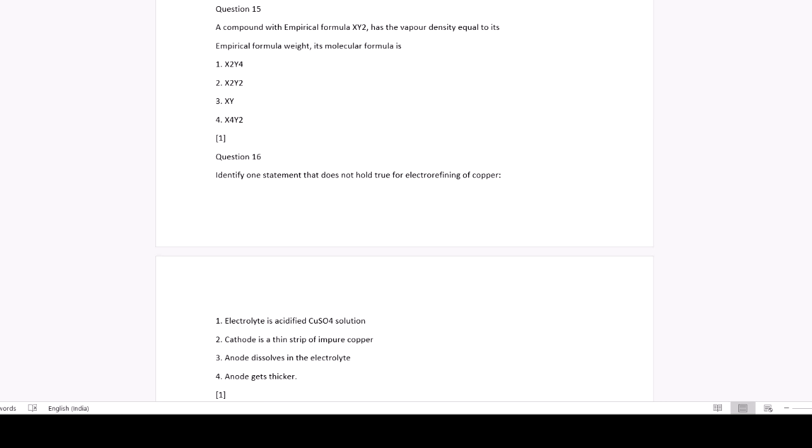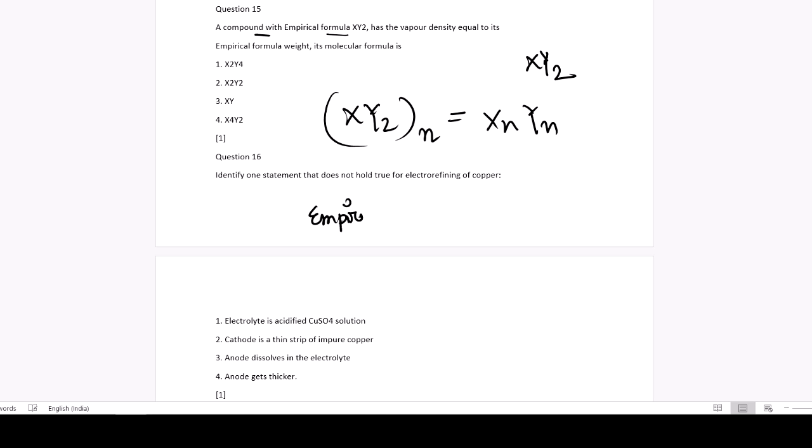For question number 15, the compound with empirical formula XY2 has the vapor density equal to the empirical formula weight. Its molecular formula will be? Let's see. Empirical formula times an integer n gives the molecular formula. Now, n times the empirical mass is equal to the molecular mass.